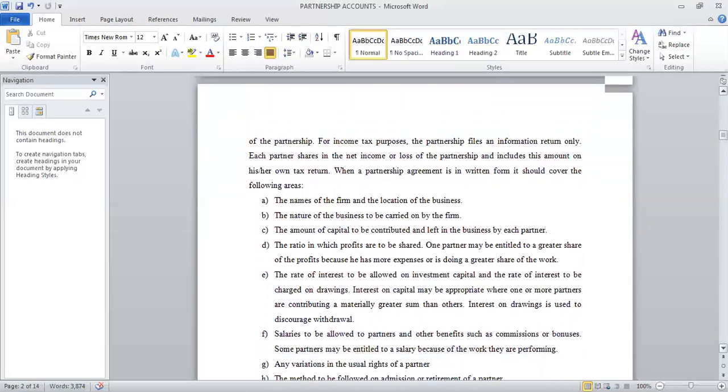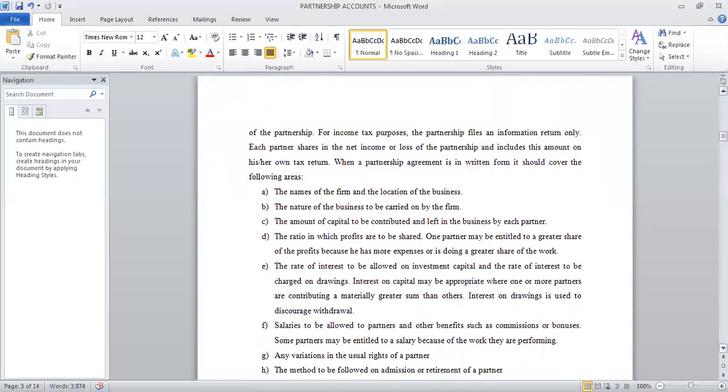At the same time, we can have interest on the drawings. More often than not, we can find a case whereby a partner might withdraw some money from the business for his or her personal use. That is what we call drawings in business. So if a partner takes money from the business for personal use to be returned at a future date, that amount of money can be returned with interest. So in the partnership agreement, you must document the percentage of interest on drawings to be charged on the partners.